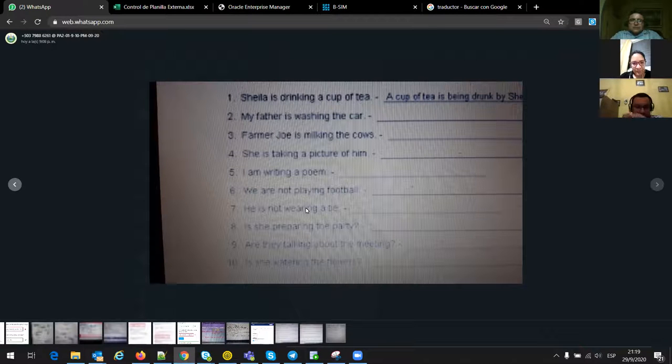We're doing number seven. Okay, he's not wearing a tie. A tie isn't being worn by him. Okay, remember that the main verb is always past participle. So what is the past tense of wear? Wore. Uh-huh, and the past participle? Worn. So a tie isn't being worn by him. Not being worn by him. Good. Nice.